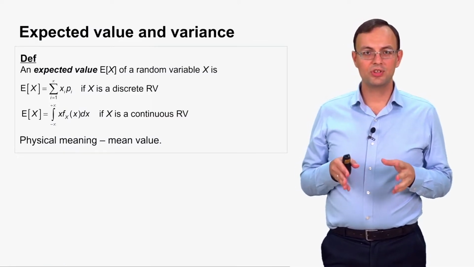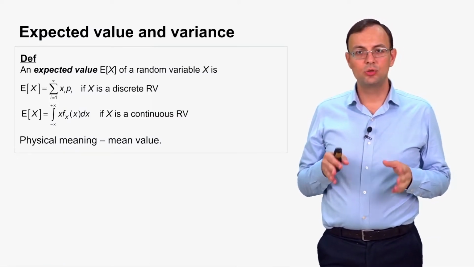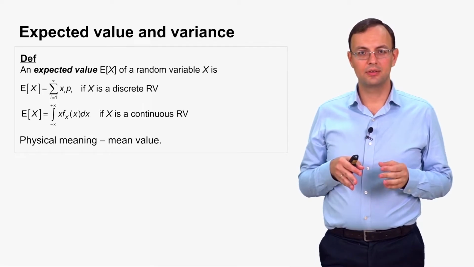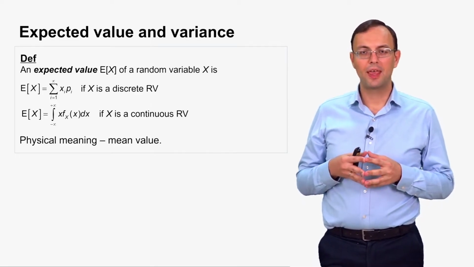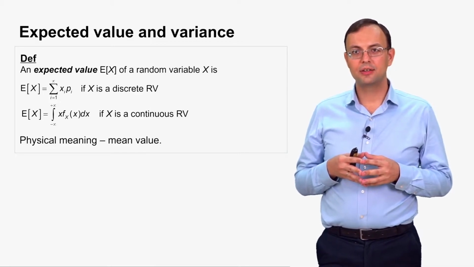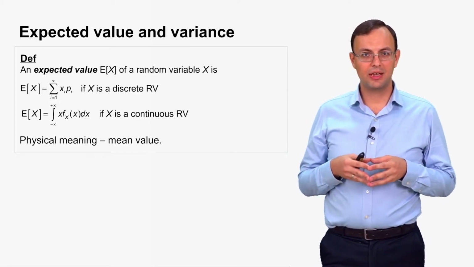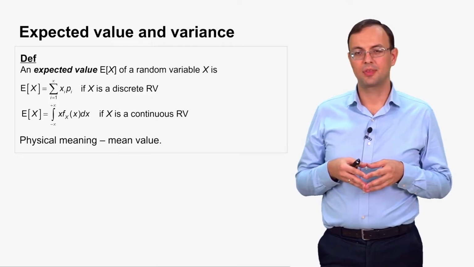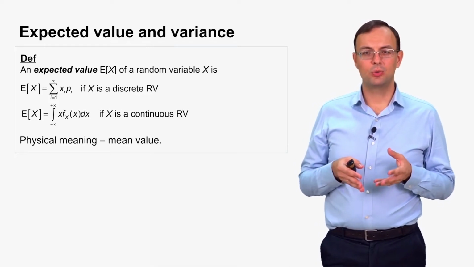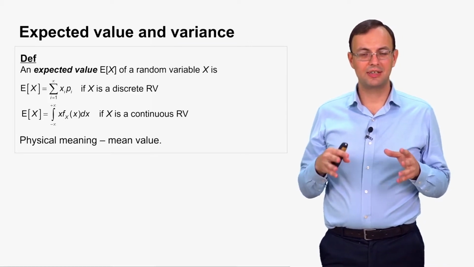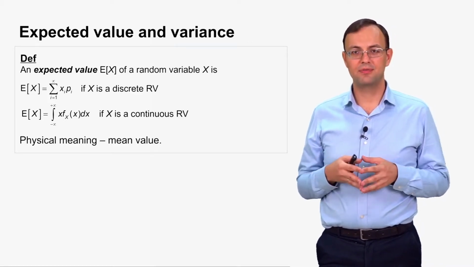So, what are the main numerical features of a random variable? They are the expected value and the variance. For the expected value, we usually use the capital letter E to denote it.